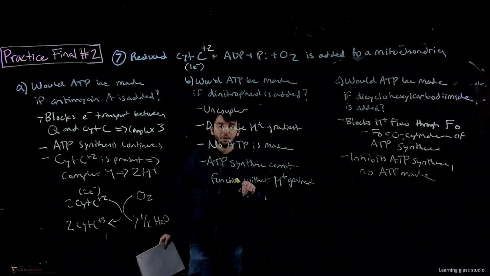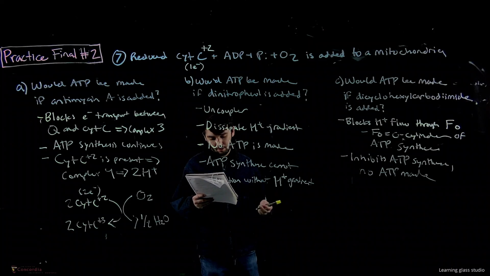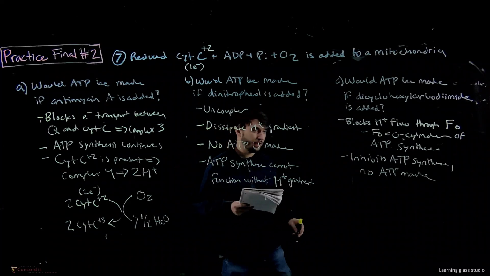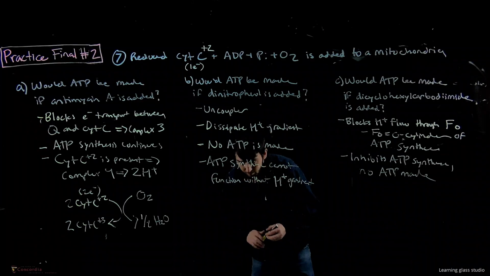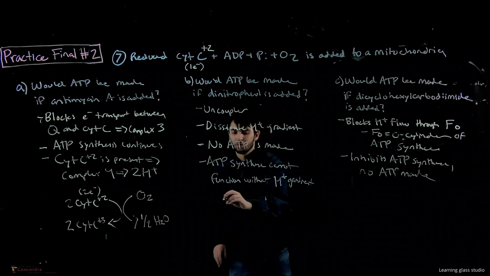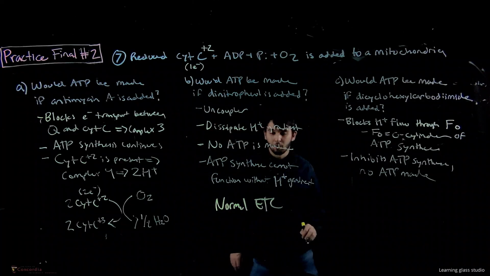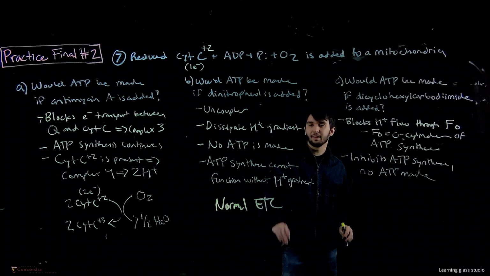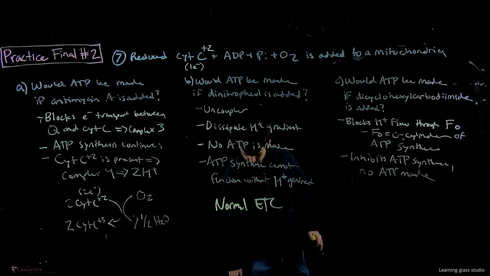And then part B, this is just a normal electron transport chain, so nothing changes. So this is normal ETC. So this is dissipating the H+ gradient, but the ETC is still active. It's still trying to reestablish the H+ gradient.